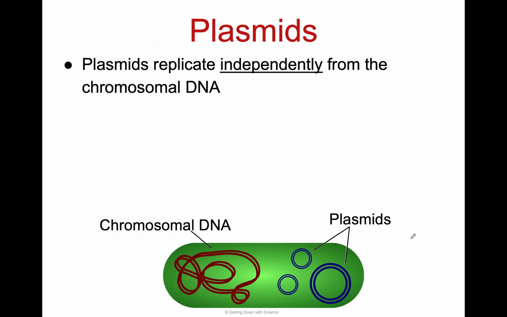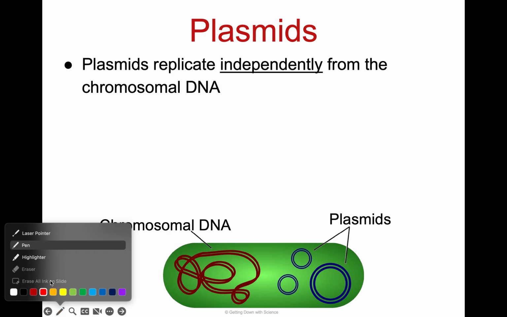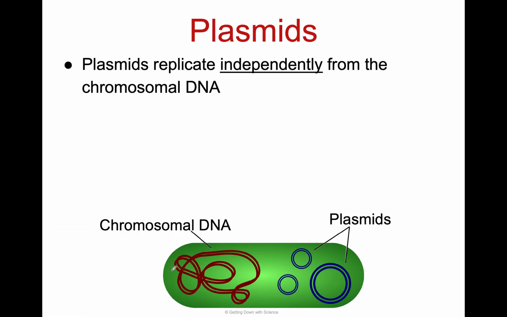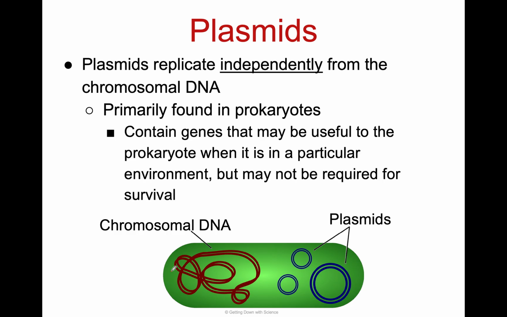Let's talk a little bit about plasmids. Plasmids replicate independently from the chromosomal DNA. So chromosomal DNA is over here, hanging out in the nucleoid region, just being chill, and plasmid DNA is right over here. In this model, we're looking at 3 different plasmids, which is fine. Some prokaryotes have multiple plasmids. They are primarily found in prokaryotes, and they contain genes that may be useful in a particular environment, but not required for survival.